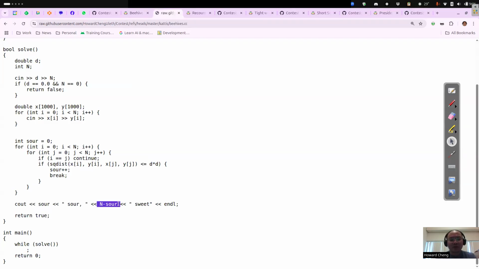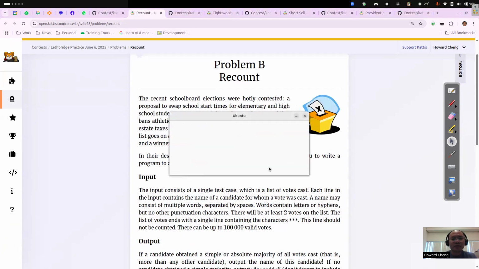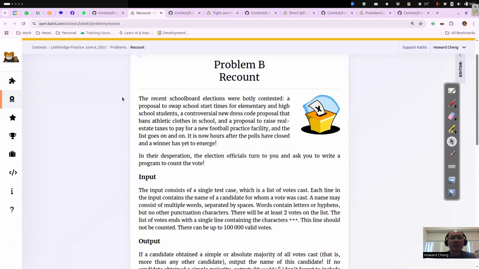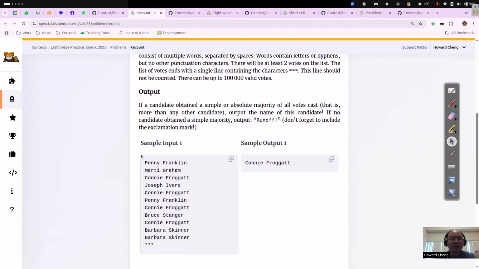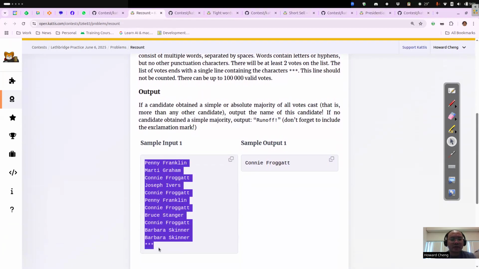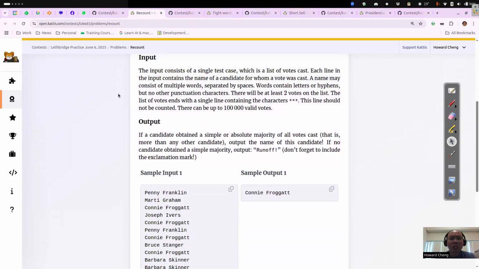Okay, there's not too much more for me to say, so I'll just move on to the next one. Okay, the next one is also another warm-up problem. You have a recent election and you want to know if there's a clear winner. So there are a bunch of people's names. Star, star, star is the end of inputs, and it's not a real candidate.